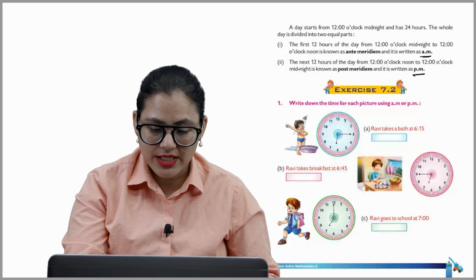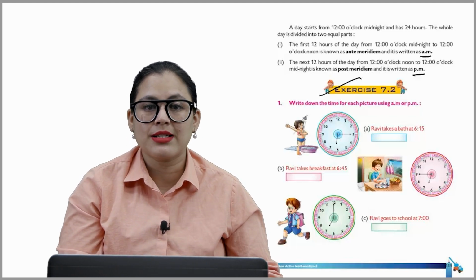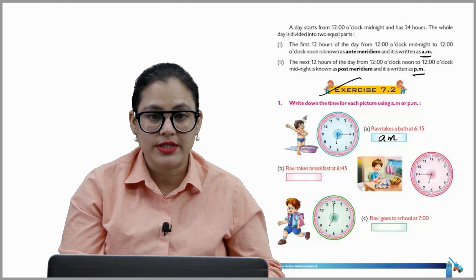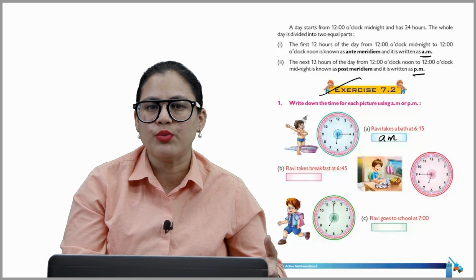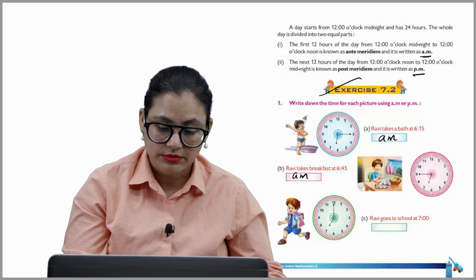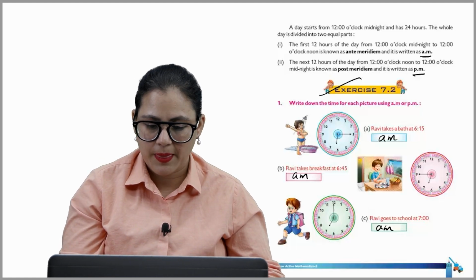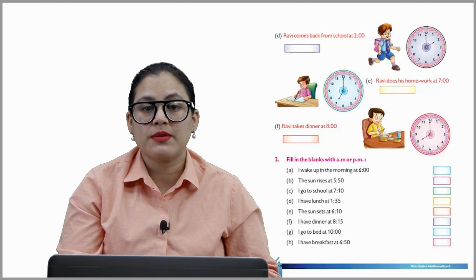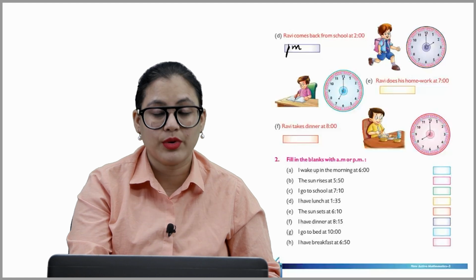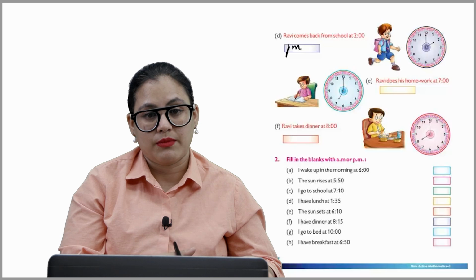Exercise 7.2. Write down the time for each picture using AM or PM. Okay. Ravi takes a bath at 6:15 AM. Ravi takes breakfast at 6:45. Okay, we usually do breakfast in the morning. Okay, so breakfast 6:40 AM. Ravi goes to school at 7 AM, right? Now, Ravi comes back from school at 2. So, this is PM. Okay, because after 12 noon, we write a PM. Okay.